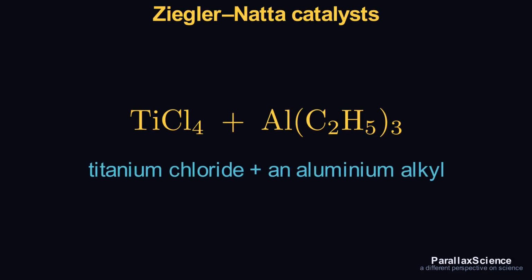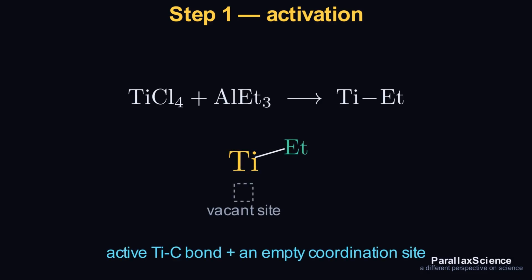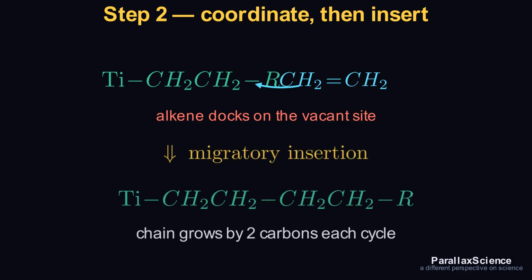The Ziegler-Natta catalysts. A combination of titanium chloride and an aluminium alkyl. First, the aluminium alkyl hands an ethyl group to titanium. This creates the active titanium carbon bond, with an empty coordination site right beside it. An alkene now docks onto that empty site, and then inserts into the titanium carbon bond. This is migratory insertion, and the polymer chain grows by 2 carbons.